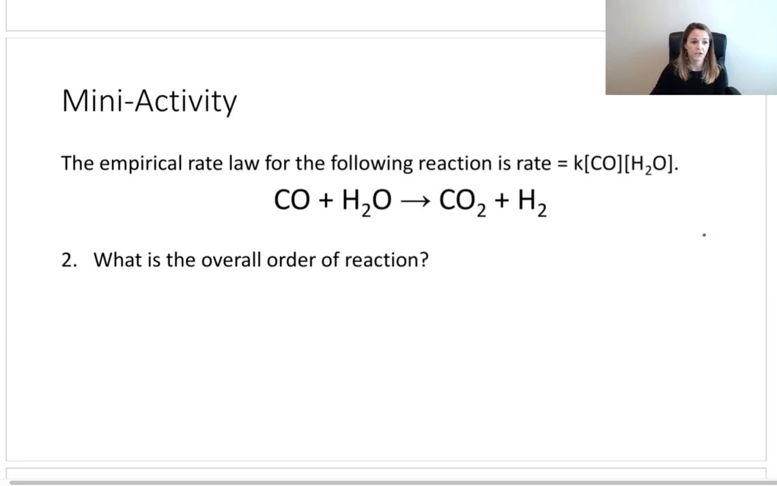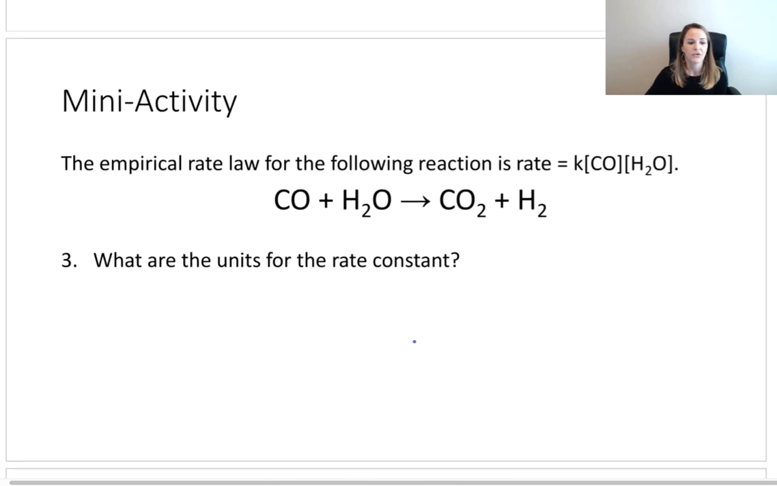All right, so now number 2. What is the overall order of the reaction? This is the easy one. You add the 2 numbers together. It was first order with respect to carbon monoxide, first order with respect to water. 1 plus 1 gives us 2. Easy question, okay? Number 3, what are the units for the rate constant?